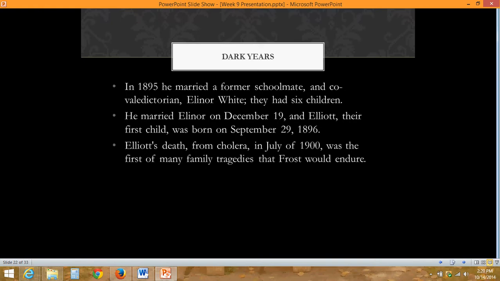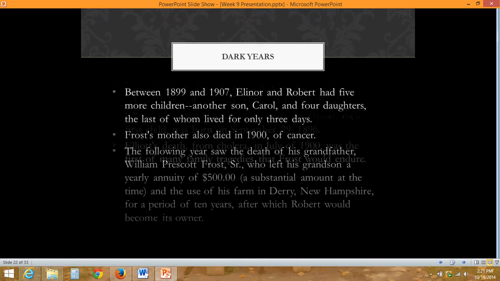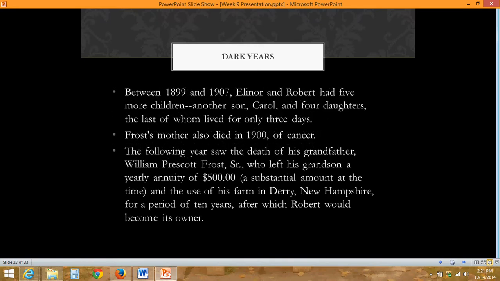He married Eleanor on December 19th, and their first child was born on September 29th, a boy named Elliot. And Elliot died from cholera when he was 4, or almost 4. So this is the first of many tragedies that Robert Frost and his family endured, for sure. So then they had 5 more children, another son, Carol, and 4 daughters. Their last born daughter lived only for 3 days.